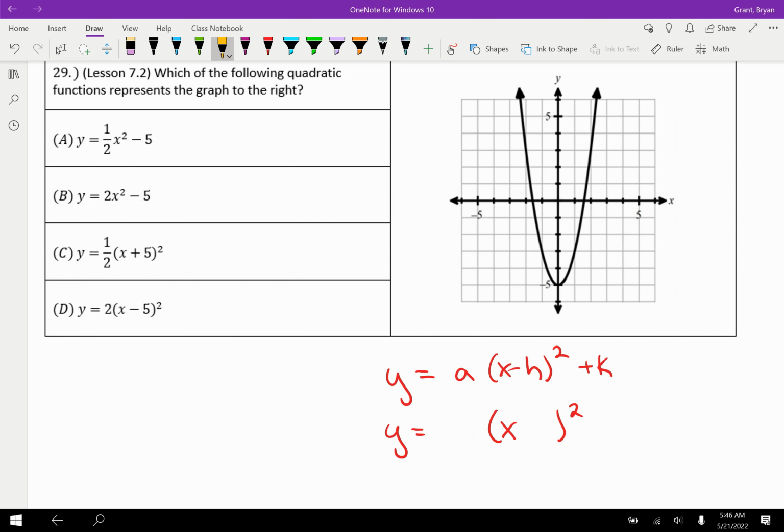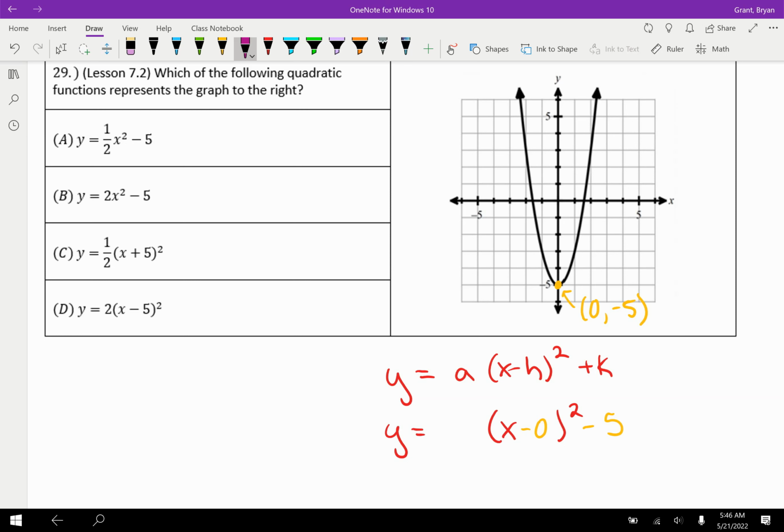We should know that h and k in vertex form correspond to the vertex. It looks like the vertex of this graph is (0, negative 5). So I know my h, opposite of positive 0, you could put minus 0 or plus 0, doesn't matter. And then k, negative 5.